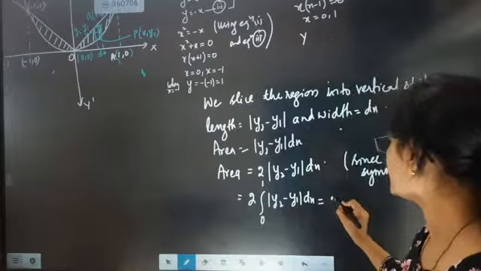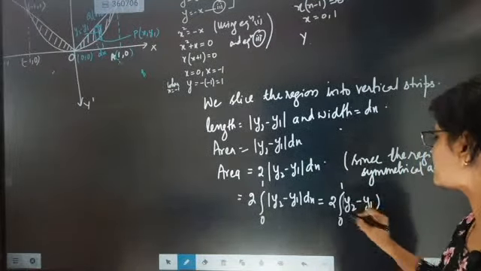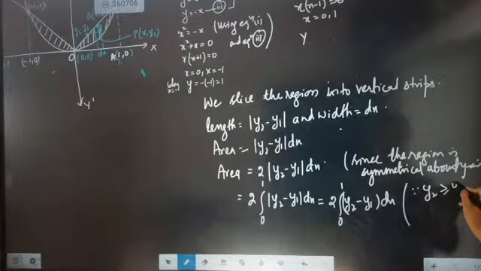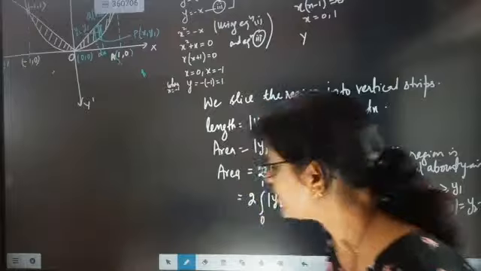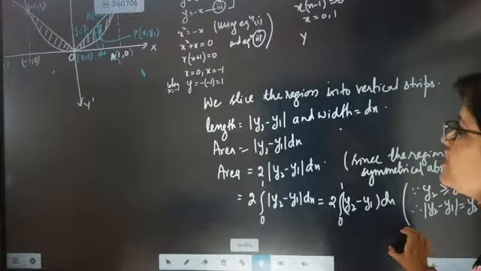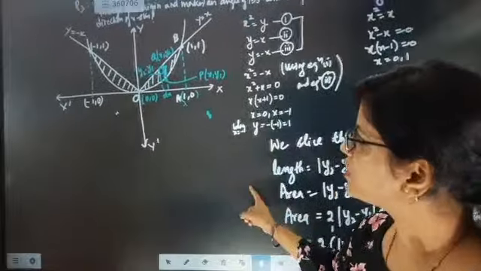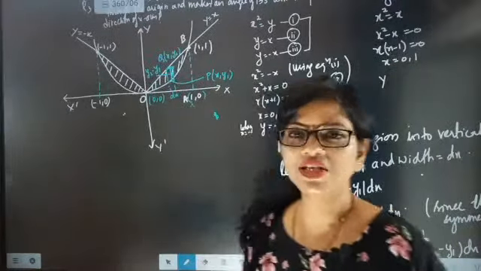Now you can write it as 0 to 1 of y2 minus y1 dx, and then we will say that since y2 is greater than or equal to y1, therefore modulus of y2 minus y1 will become y2 minus y1. So after writing this, beta, now you have to find y2 and y1. Take a pause, go in the rough section and check which one is y1 and which one is y2.